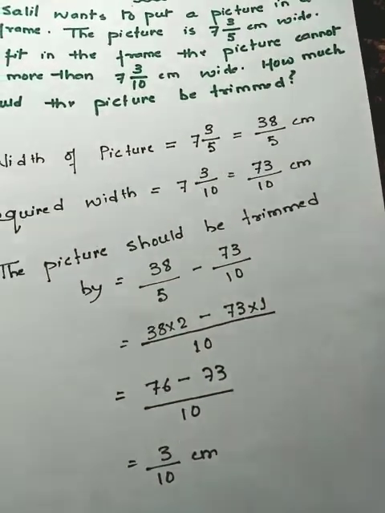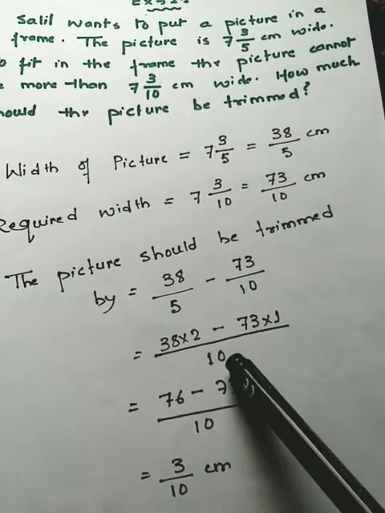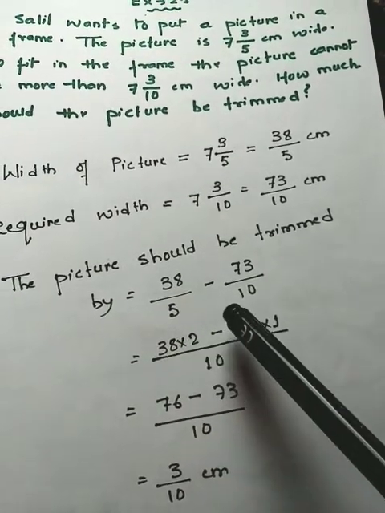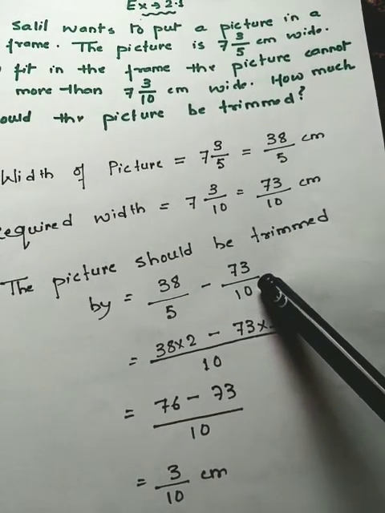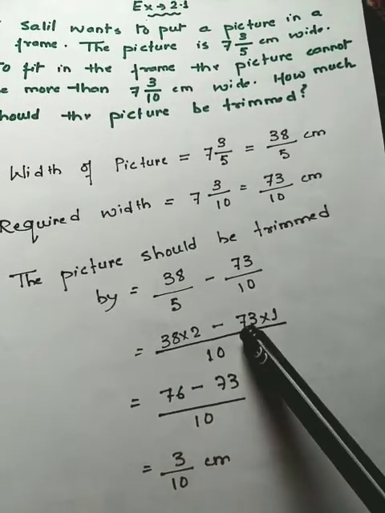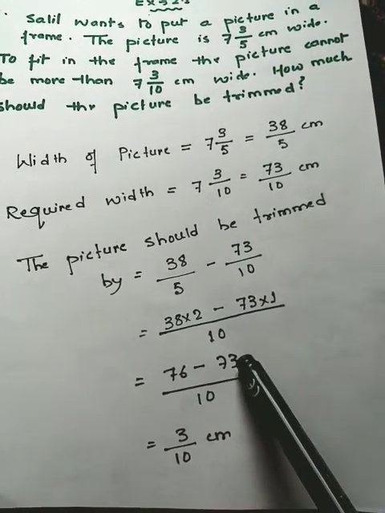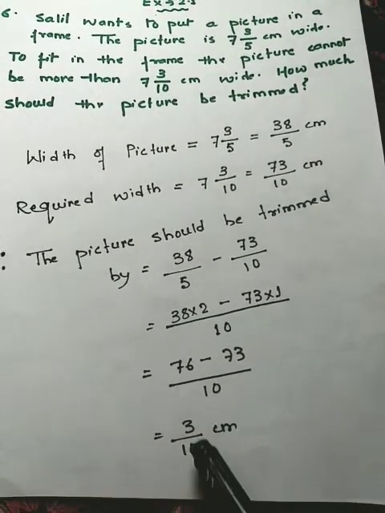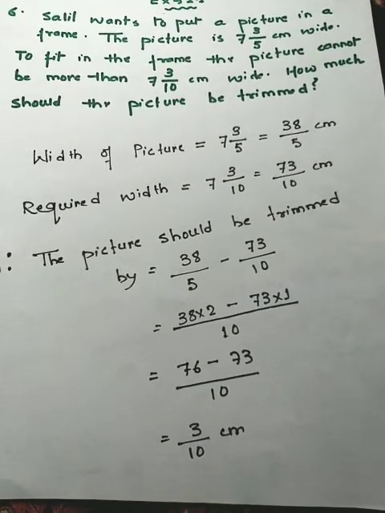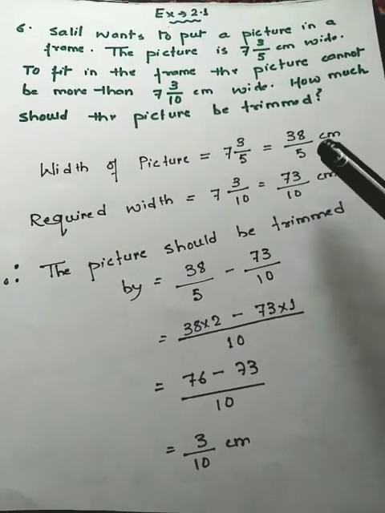Now from here I guess all of you know how to do it. You have to get the LCM of 5 and 10, which is 10. So 10 divided by 5 is 2, so 2 into 38, minus 10 divided by 10 is 1, so 1 into 73. Now 38 into 2 is 76, minus 73. 76 minus 73 is 3. So 3 by 10. This width of the picture should be cut off from the original so that the picture fits in the frame.